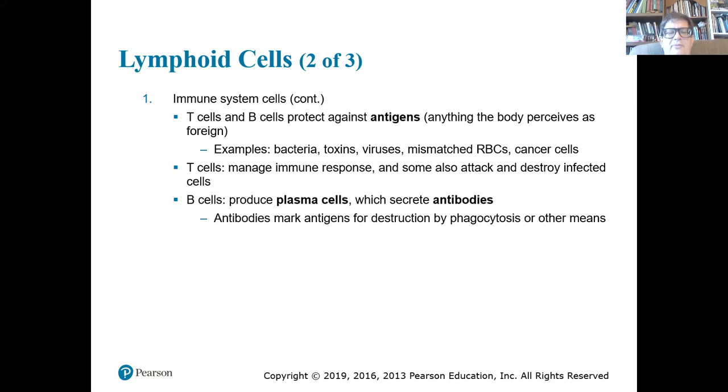So T cells will manage the immune response. Think of them as like generals. Some also attack and destroy infected cells. I just gave you an example of a cytotoxic T cell hunting cancers. B cells, they make the plasma cells. Those are the antibody factories. Antibodies mark antigens for destruction. In other words, if an antibody is floating around and it sees something that doesn't belong, it grabs onto it, and it will even release a trail of chemicals saying, "Hey, I found one. Come here, get it." All right.